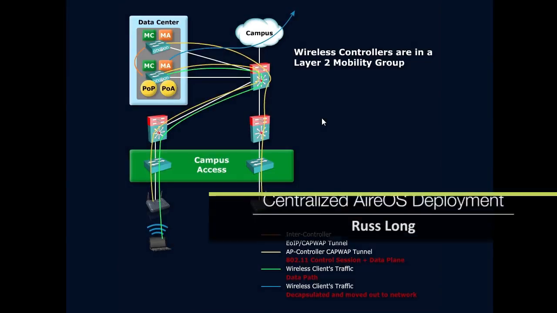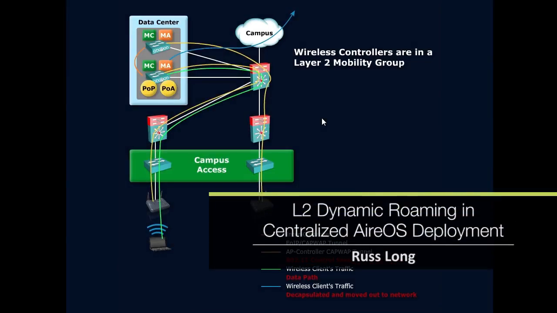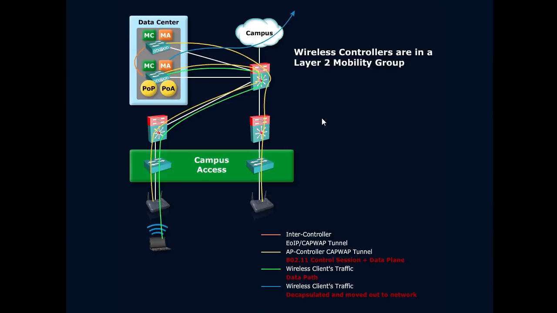All right, so let's look at a wireless roam within a wireless controller within the same mobility group. So we're looking at a roam, a client is roaming in the same mobility group. This is a layer 2 intercontroller roam. All right, intercontroller roam.